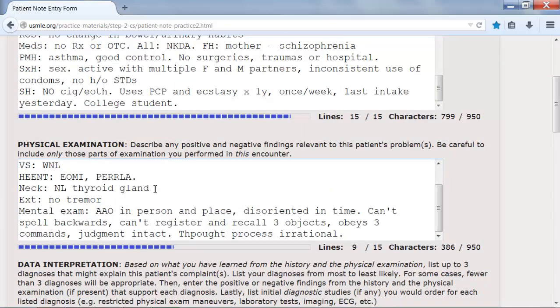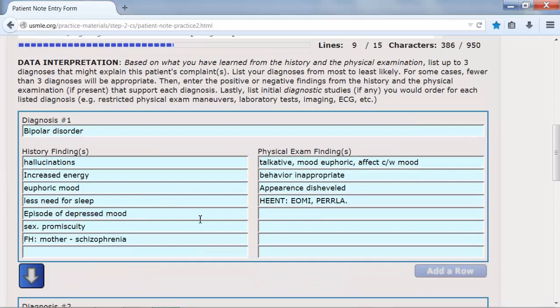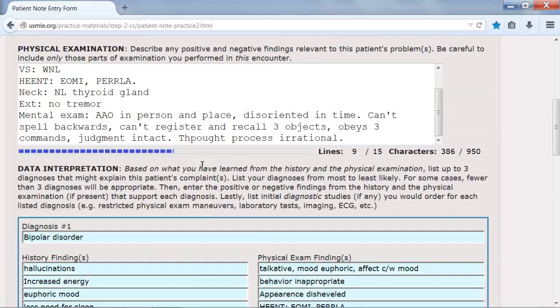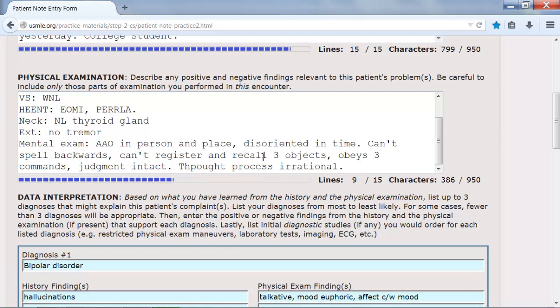Normal thyroid, which excludes, let's better say no tremor, excludes hyperthyroidism, and concentration impairment and short-term memory impairment.